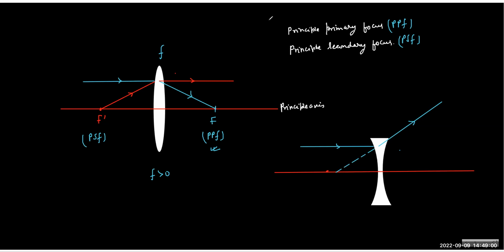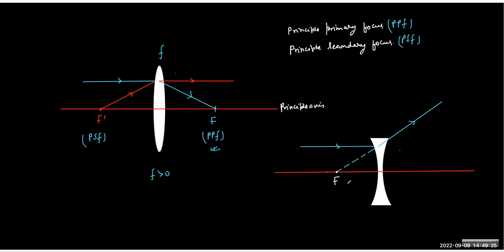And when you proceed backward, then you can see it will meet the principal axis. So the principal primary focus, the F, will be on the left. Because of the definition, how do we find the principal primary?